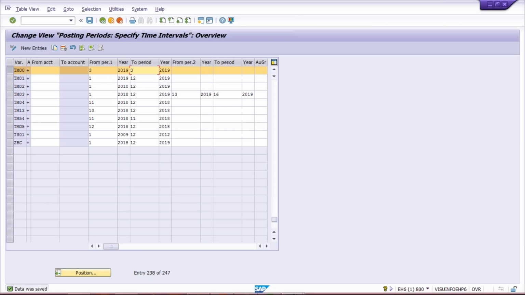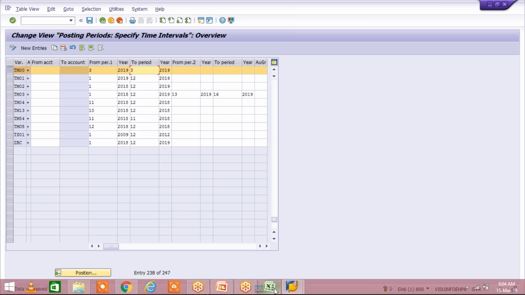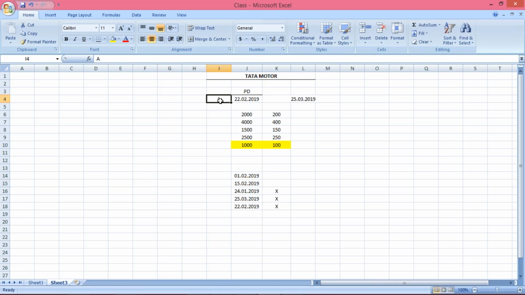As I said, suppose A has made a mistake, and we are in the third period, in the sense we are in March month, and that person is trying to post a transaction of February month, and is unable to post this transaction. Why? Because look here, the month is February.